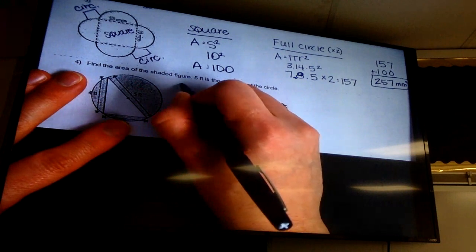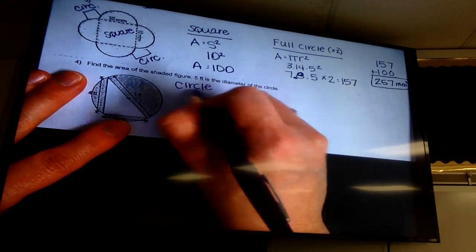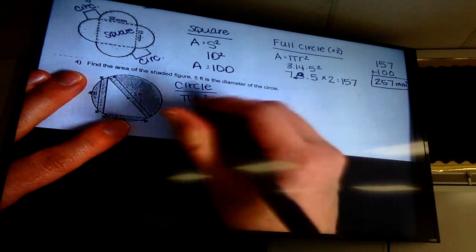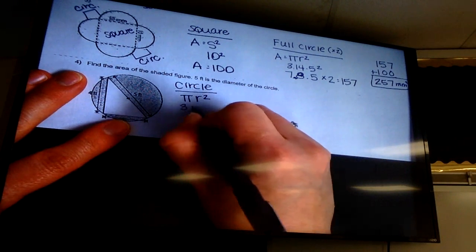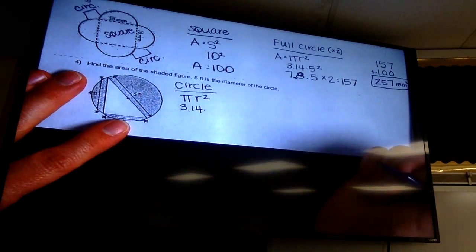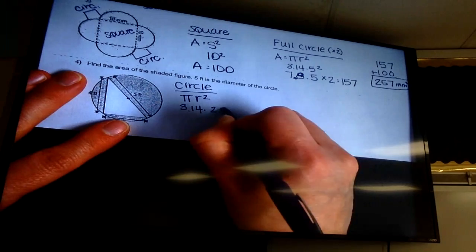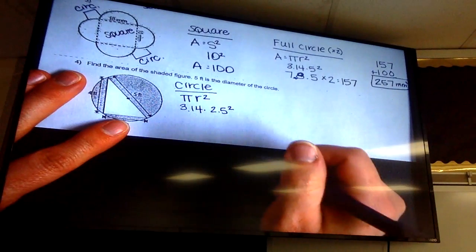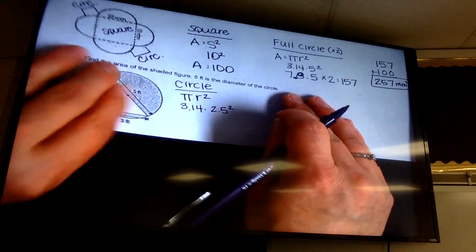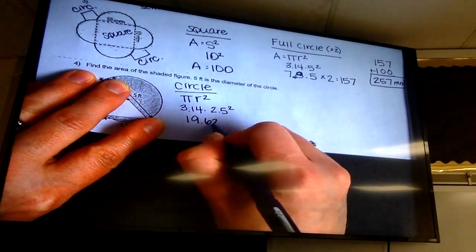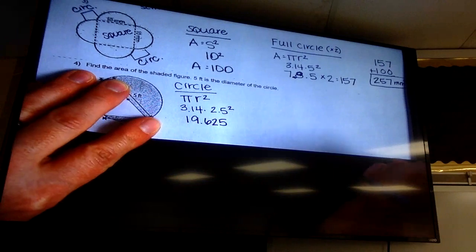So I see a circle that's shaded, so I'm going to start with my circle. And I know that formula is pi r squared. I'm going to say 3.14 times my radius. Well, if my diameter is 5, my radius is 2.5 squared. And then I find out that the area of my circle is 19 and 625 thousandths, 19.625.